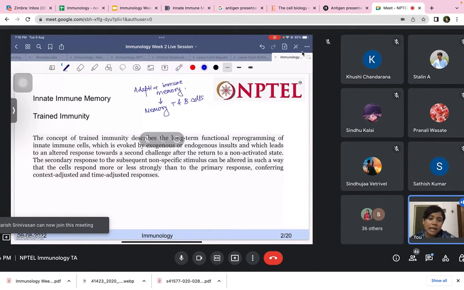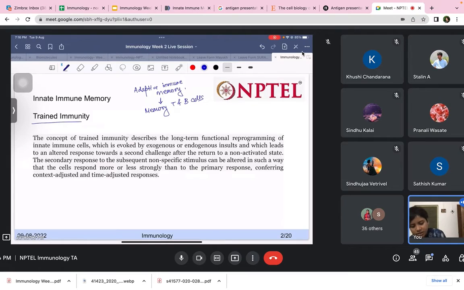Now there is a question that someone asked, whether there is a memory of the innate immune system as well, and the answer is yes. So previously it was not known. It is a very recent research that is actually also going on right now. This is also known as trained immunity. Okay, innate immune memory is also known as trained immunity, and it actually describes the long-term functional reprogramming of the innate immune cells, which is evoked by some exogenous or endogenous insults.